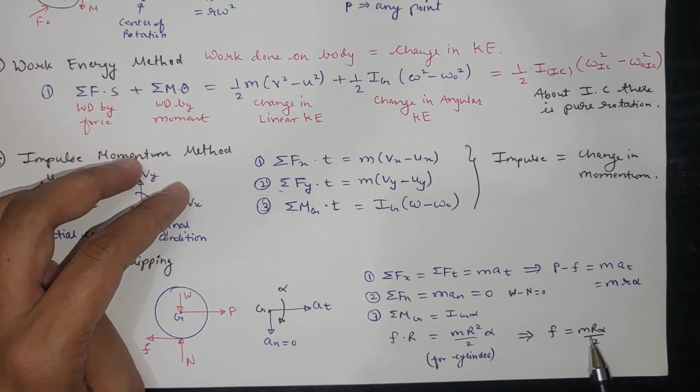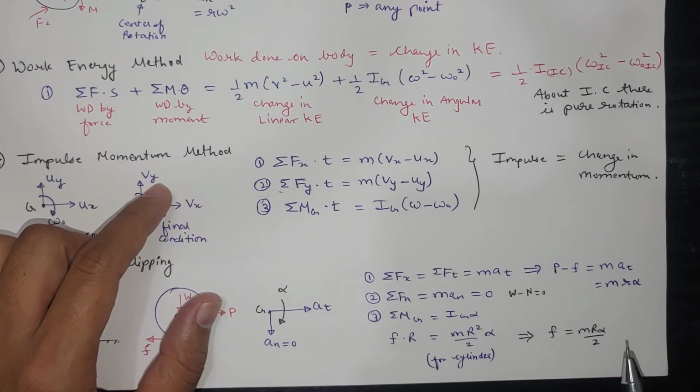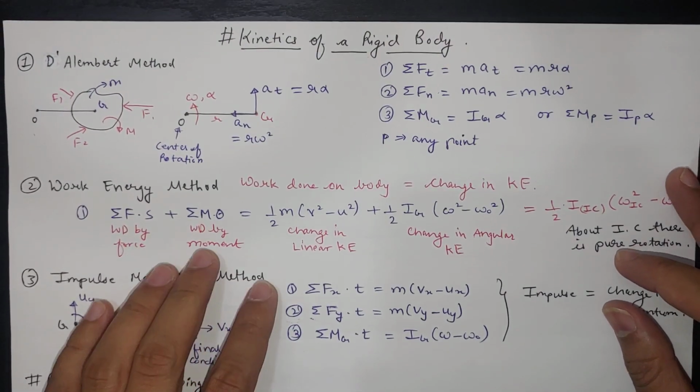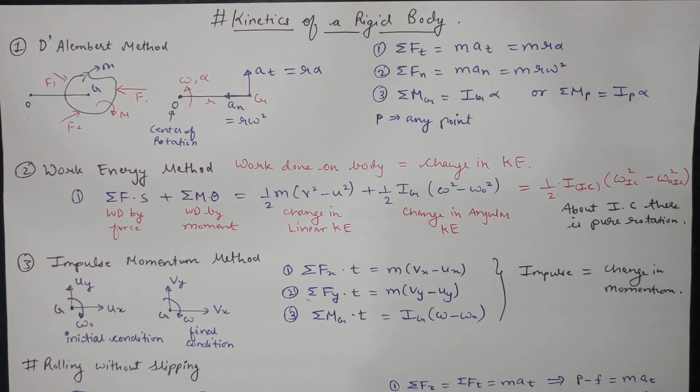If we cancel out R, this is the third equation we got, and whatever values are given in the question, we have to place them and find the missing variable. So this is how we calculate kinetics of a rigid body. And thank you for watching this video, and see you in the next video.